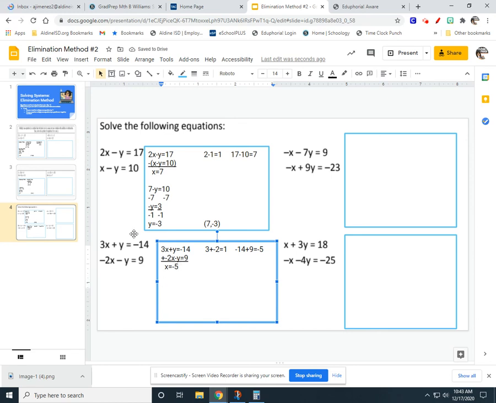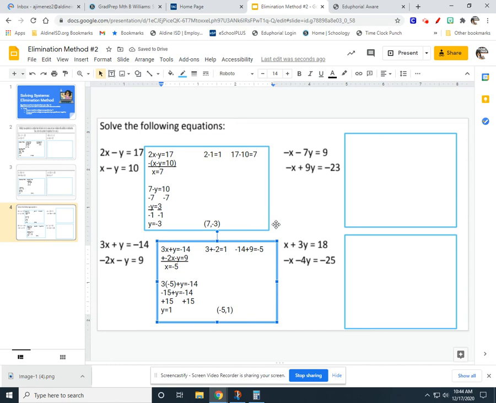Alright, I'm going to use the top one just because I used the bottom one in the last two. 3 times negative 5, plus y equals negative 14. This is negative 15 plus y equals negative 14. I'm going to add 15 to both sides to get rid of it. So positive y is equal to a positive 1. Tab over, that means my answer is negative 5 because that's the x value, comma 1.